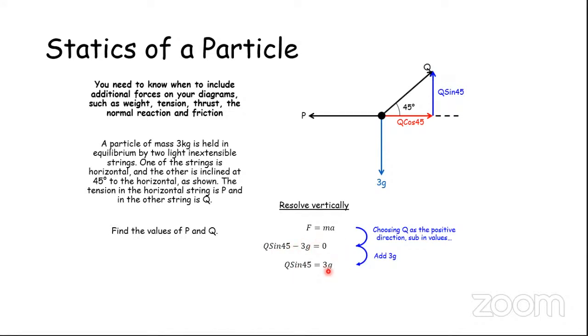And that will give us Q sine 45 equal to 3G. The 3G crosses to the positive side, and when we divide by sine of 45, remember G is acceleration due to gravity. So we shall have Q equal to 3G over sine of 45. And when we substitute in a calculator, what do we get when we substitute 3 times 9.8 divided by sine of 45?